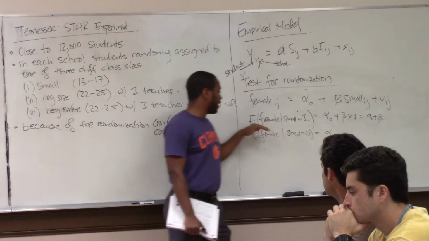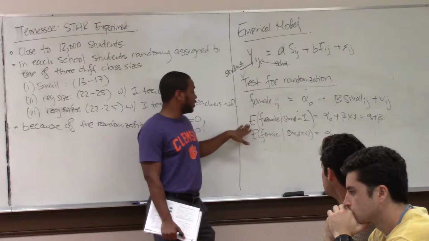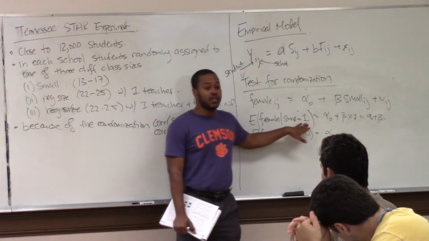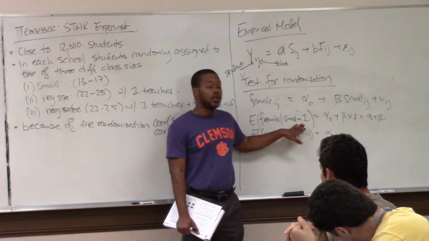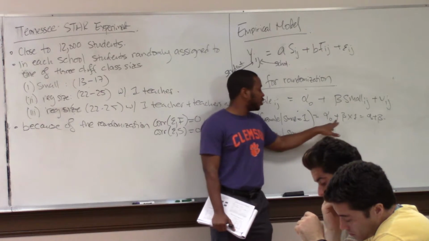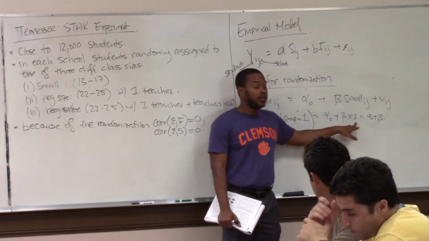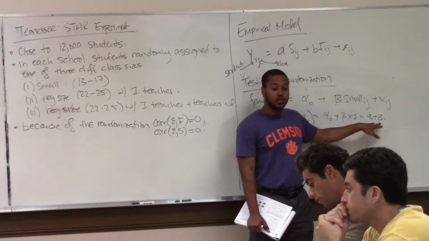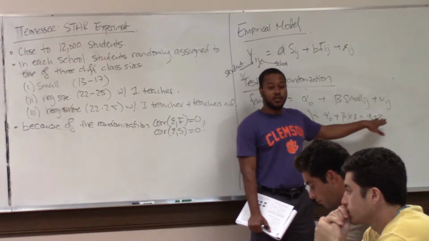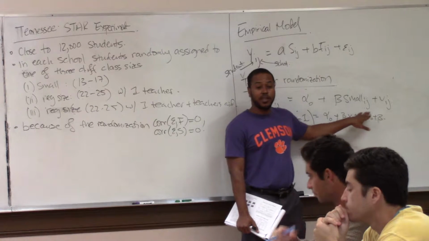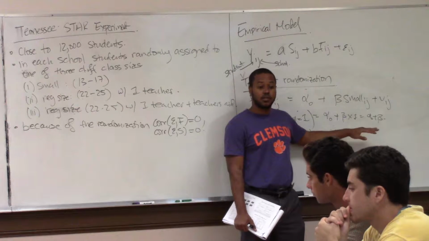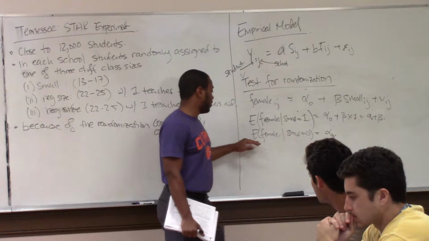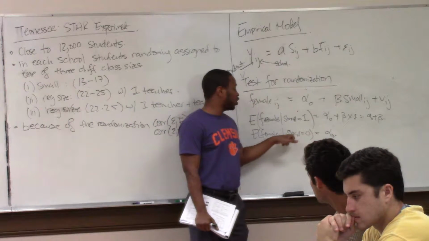and so if we look at the expected value of this equation, this is like, what's the probability of being a female if you're assigned to a small class? And so when we get that, that's going to be alpha 0 plus beta times 1, right? And the expectation of this error term is going to be 0. So that's just alpha 0 plus beta. So this is the probability of being a female given that you're assigned to a small class. Does everybody understand that?